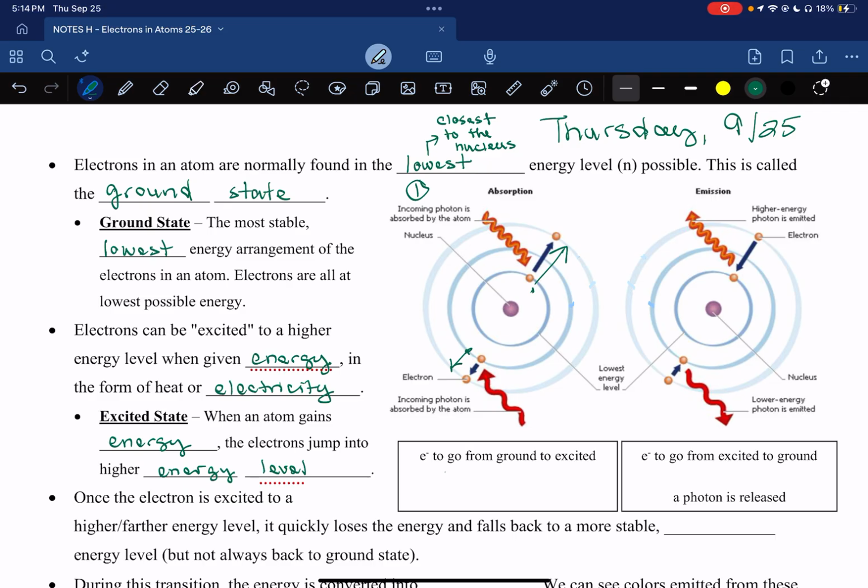So when an electron goes from the ground state to the excited state, it must gain energy, and the arrows move out in this case.